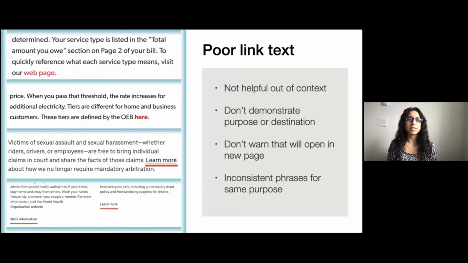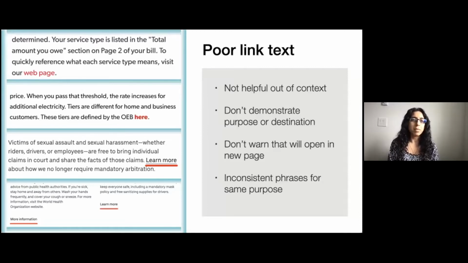So the first two examples here at the top are from the Hydro One website. And this is basically BC Hydro, but it's the Ontario version. And then the two underneath are from the Uber website. So in all of these cases, you can see that these links, if you were to take them out of context and just read the links themselves, they wouldn't really make sense. And this is really important for assistive technology users. Also, the links are pretty generic, right? They don't actually give you any information on what you're going to find on the destination page.